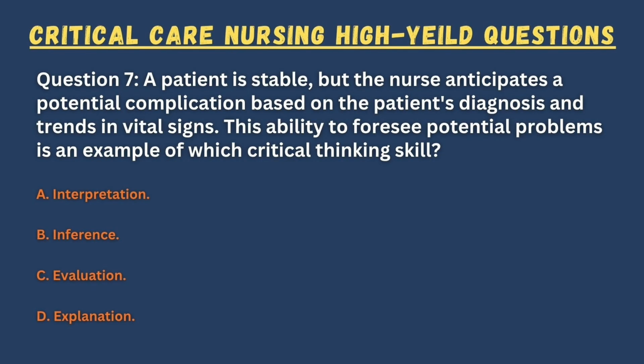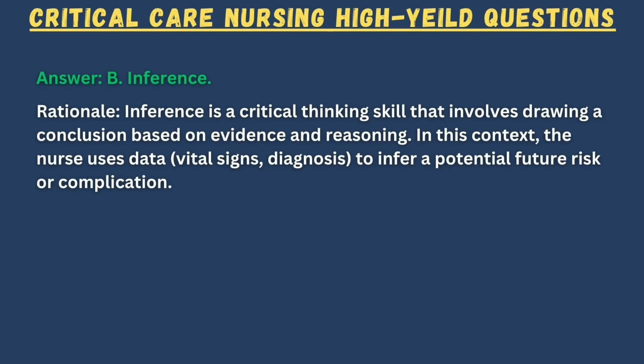Question 7. A patient is stable, but the nurse anticipates a potential complication based on the patient's diagnosis and trends in vital signs. This ability to foresee potential problems is an example of which critical thinking skill? A. Interpretation. B. Inference. C. Evaluation. D. Explanation. Answer: B. Inference. Rationale: inference is a critical thinking skill that involves drawing a conclusion based on evidence and reasoning. In this context, the nurse uses data, vital signs, diagnosis, to infer a potential future risk or complication.